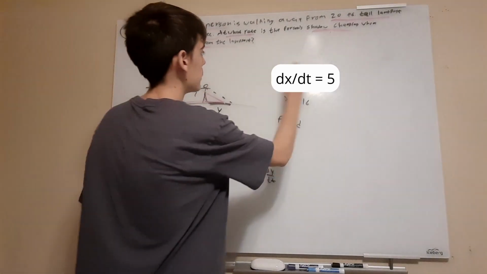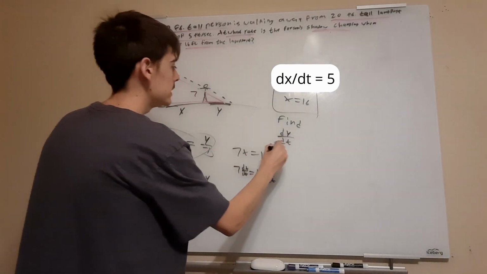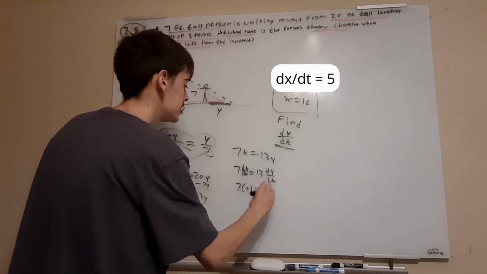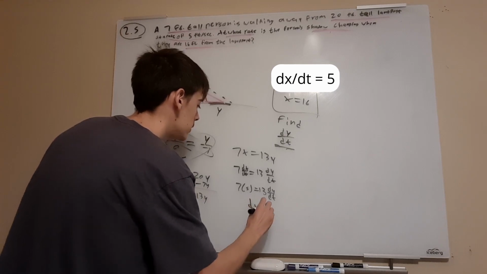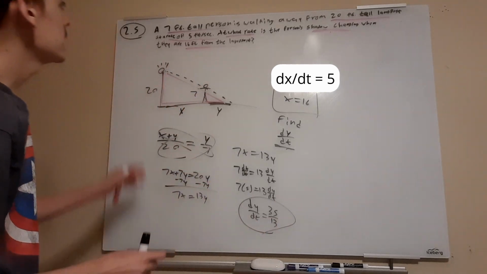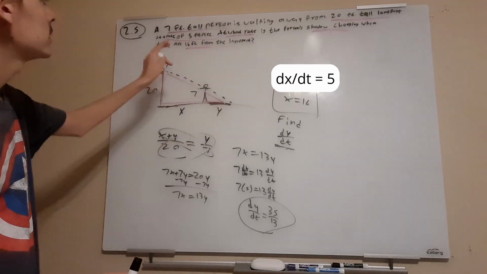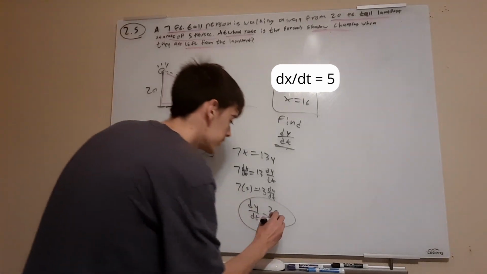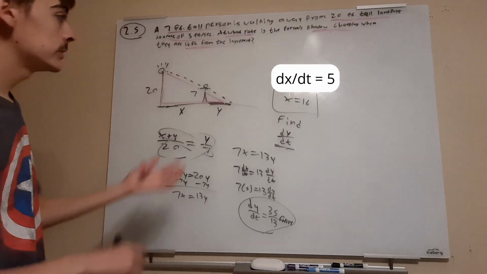And if we go back to our provided information, we have dx/dt equals 5, and we're finding dy/dt. So 7 times 5 equals 13 dy/dt. And that means dy/dt is equal to 35 over 13. And remember, we need units. It's the rate of change of the shadow, and everything is in feet, and it's also in seconds. So it's going to be 35 over 13 feet per second. And that's all you really need to do for this kind of shadow problem.